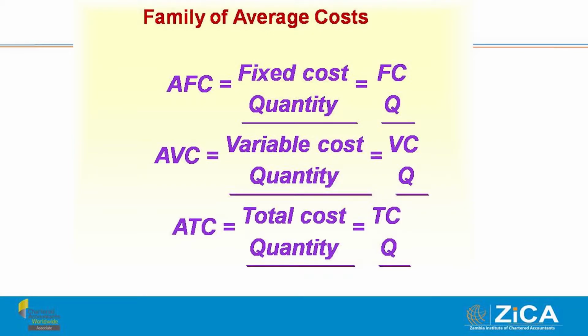The simple formulas for average costs that we are supposed to use: average fixed cost is total fixed cost divided by the quantity. Average variable cost is variable cost divided by the quantity. Average total cost is total cost divided by the quantity.